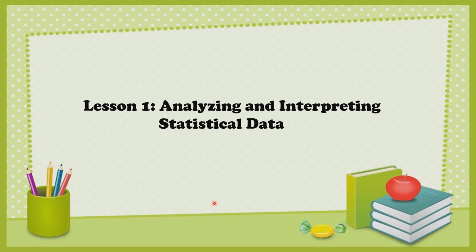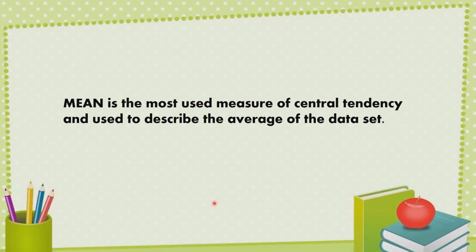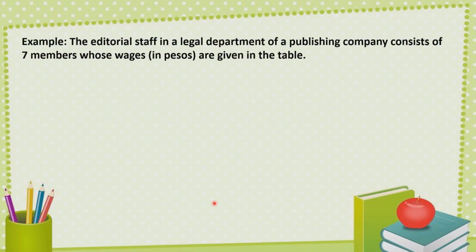Measures of central tendency tell you about the typical scores of the given data, and measures of variability tell you about how scores are dispersed. The mentioned statistical measures are very important for us to better analyze and interpret a certain statistical data. The mean is the most used measure of central tendency and is used to describe the average of the data set.